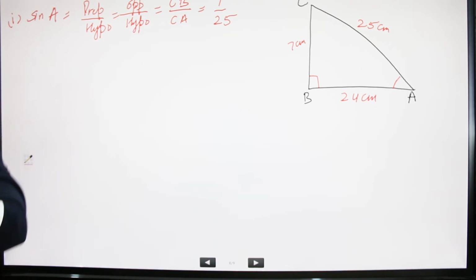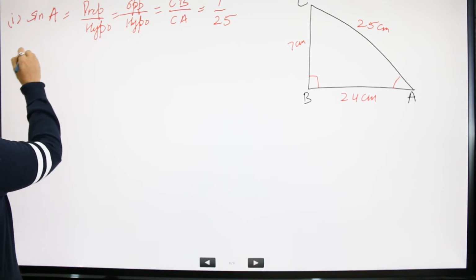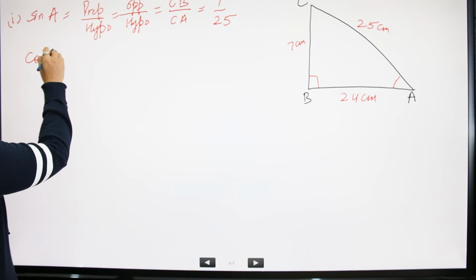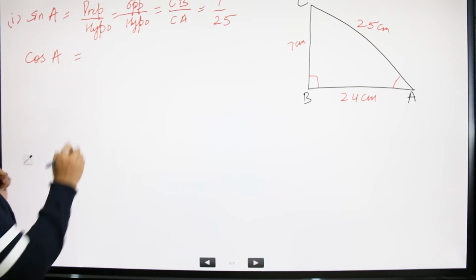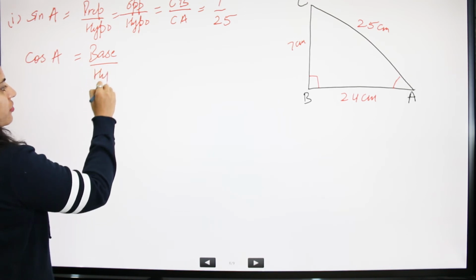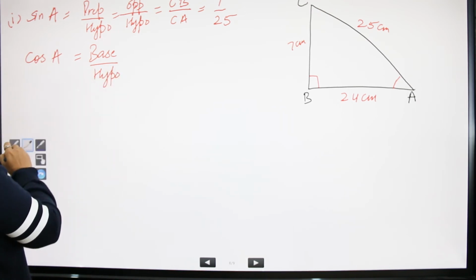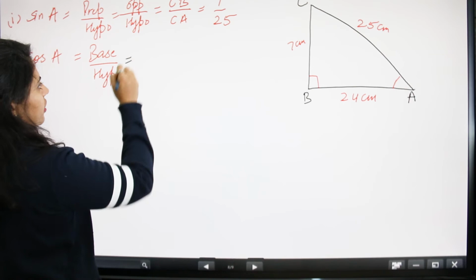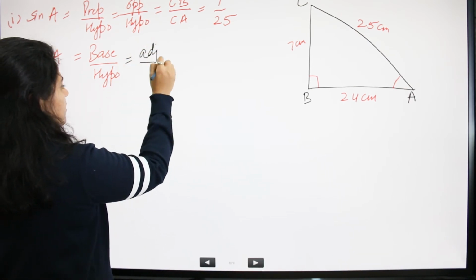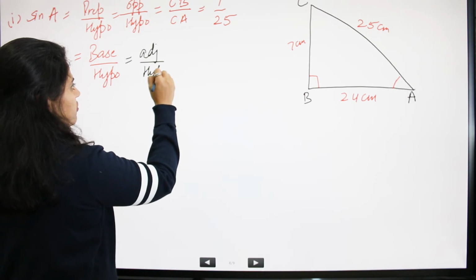Okay, now it's time to find the next value. The next value we are going to find is cos A. So cos A is base divided by hypotenuse. So that's the formula to find the value of cos A. This can also be written as base, which is the adjacent side, divided by the longest side, which is the hypotenuse.